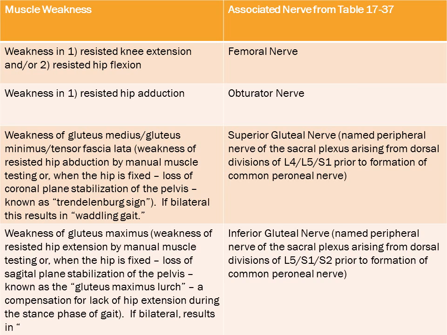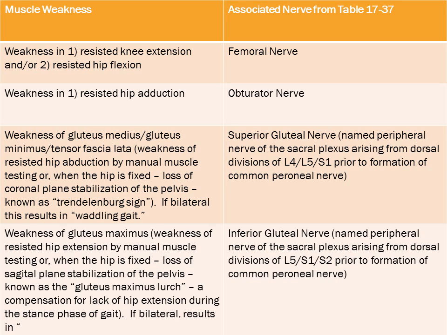So weakness of the gluteus medius may manifest either as weakness to resisted hip abduction by manual muscle testing, or also in observation as the Trendelenburg sign in the case of a unilateral lesion. In the event of a bilateral lesion, we notice that the examinee has what's called a waddling gait. Waddling gait is what we call bilateral weakness of the gluteus medius muscle.